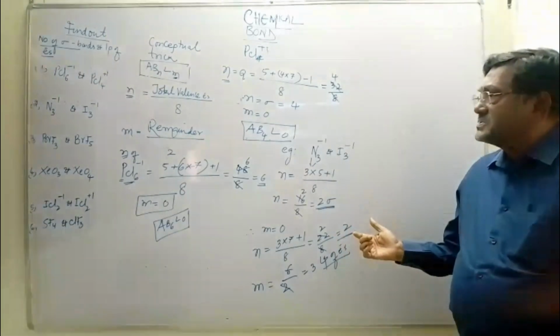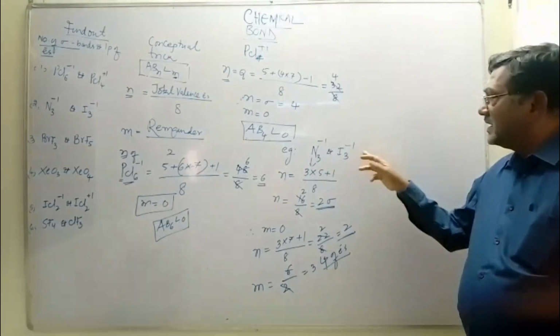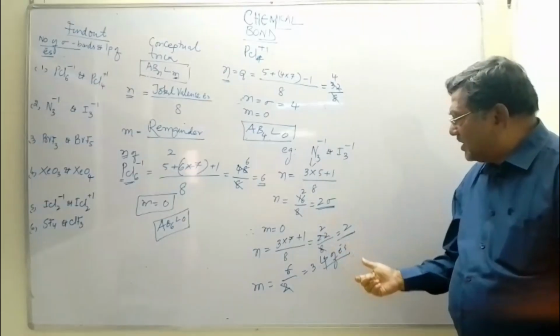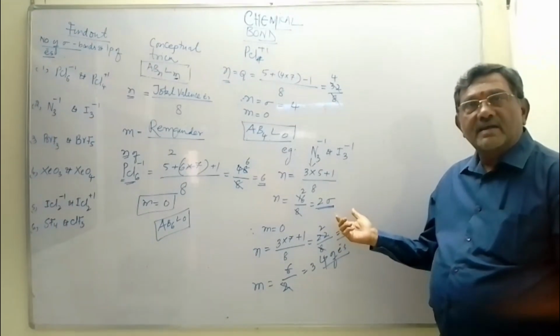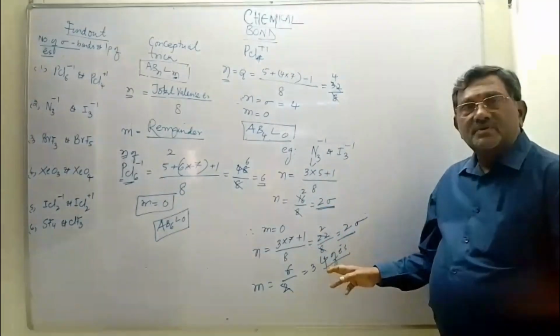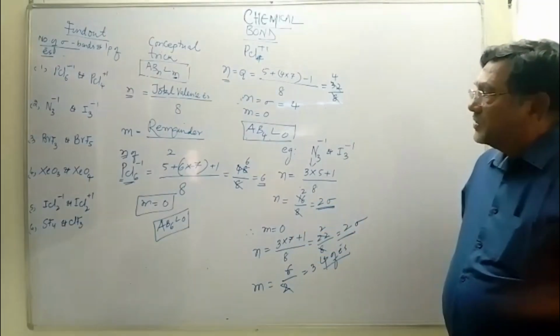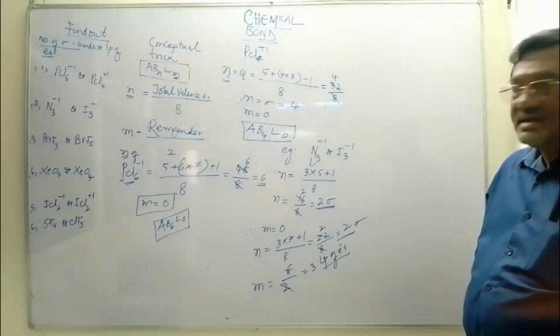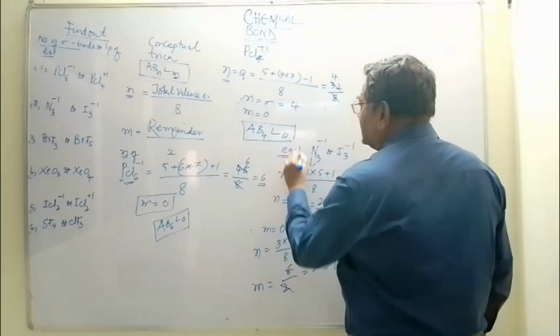Here is a simple hint for you all. N3 minus 1 and I3 minus 1 both have 2 sigma bonds. Both seem to be linear, but one has 3 lone pairs and the other has 0 lone pairs. Got it, children? This is the way to solve the questions regarding this.